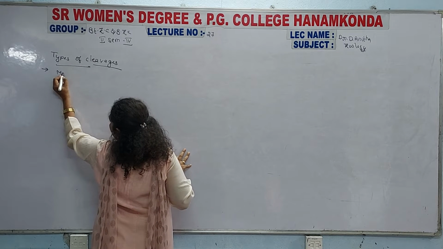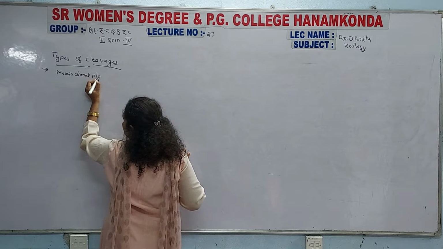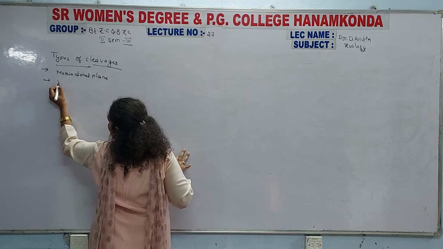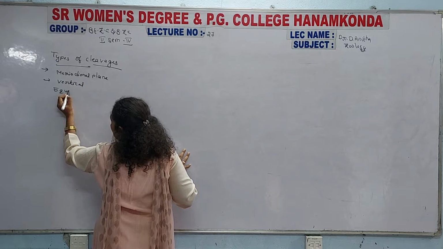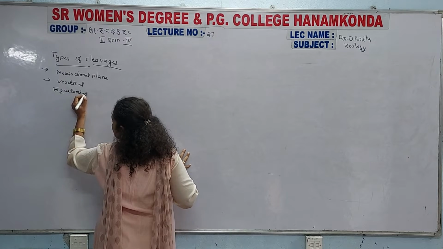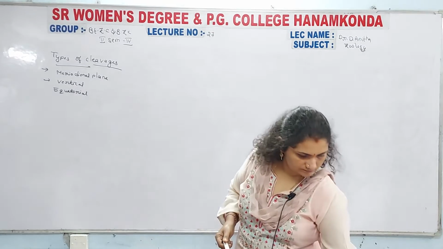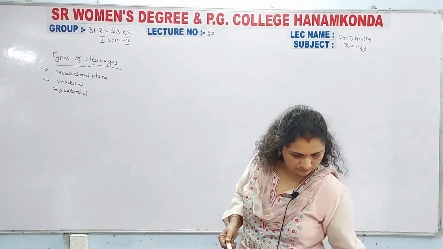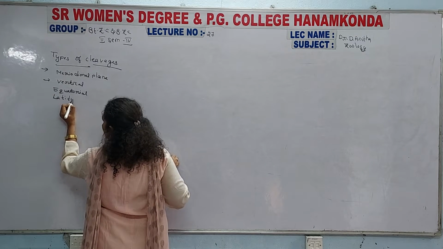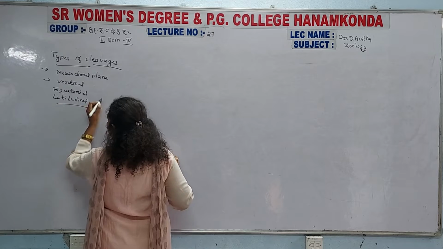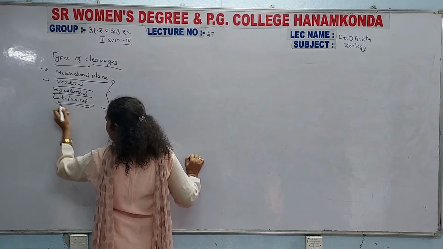So those are the meridional plane, vertical, equatorial, and the latitudinal. We already completed these in our previous class; these are four. One is the meridional plane, the vertical plane, the equatorial plane, and the latitudinal plane.